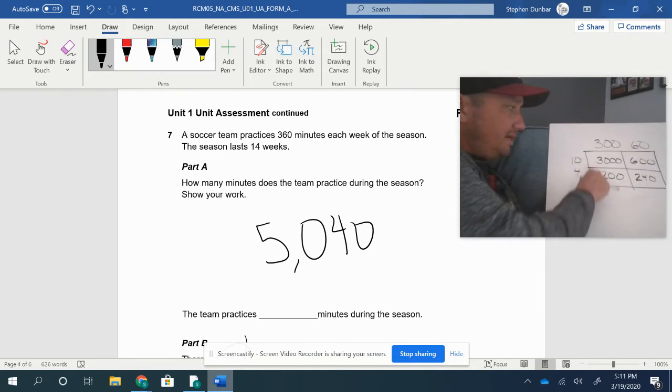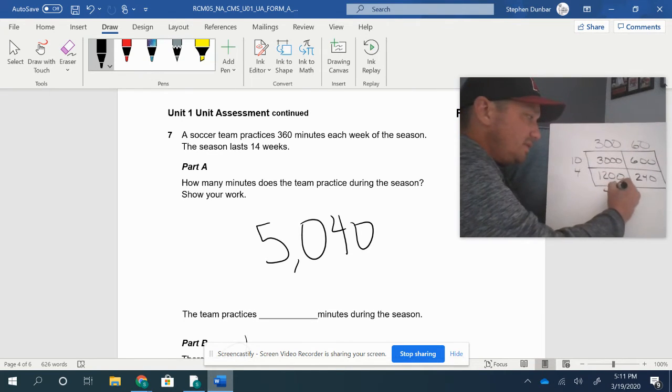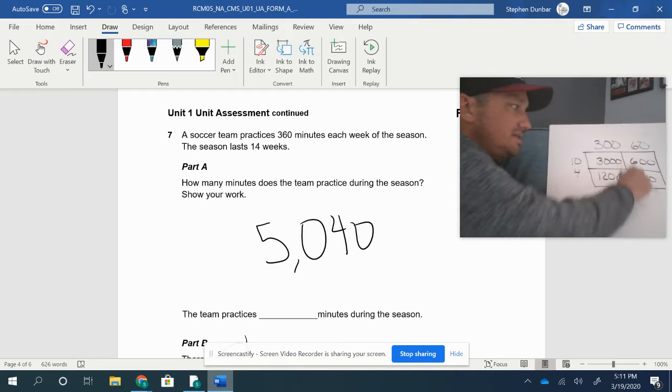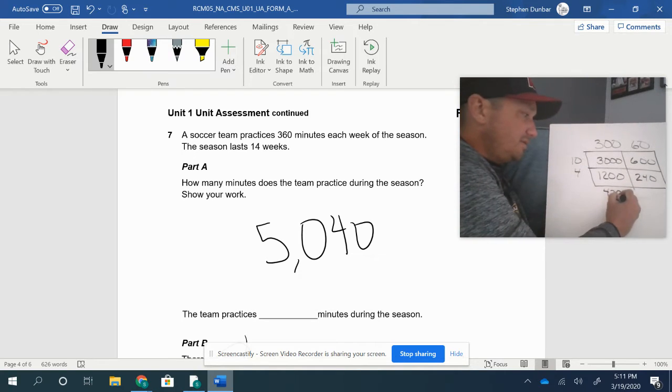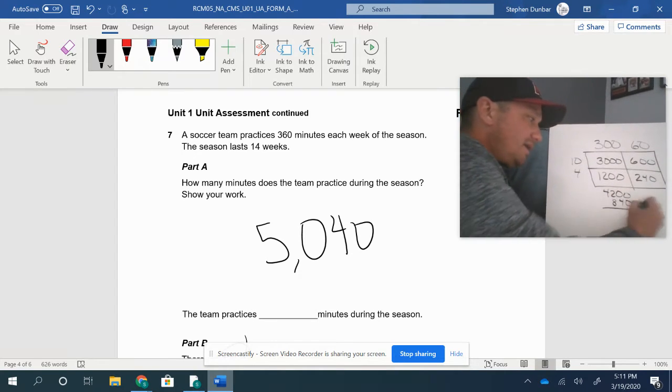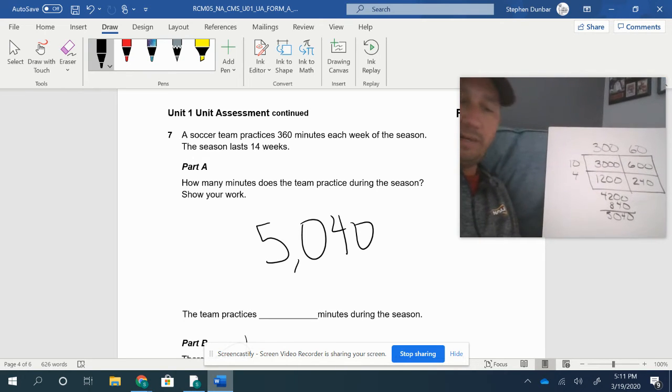Deja vu. 300 plus 1,200 is 4,200. 600 plus 240 is 840. Add all of that together, we're going to get an answer of 5,040. Oh, hey, look, I already got that one.